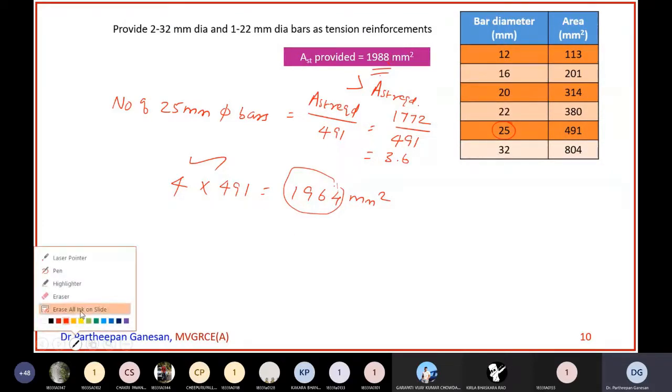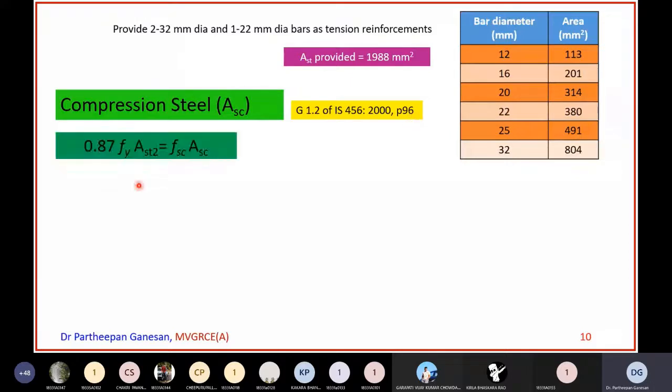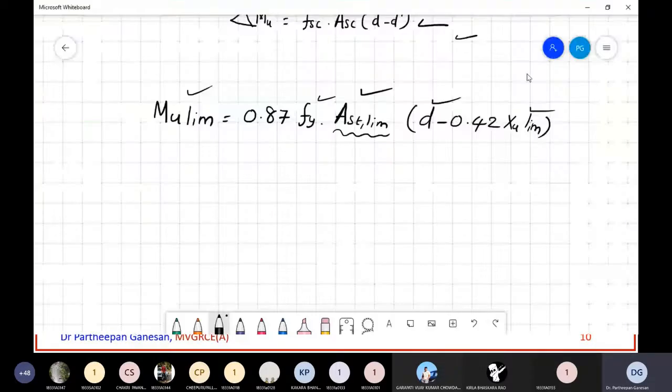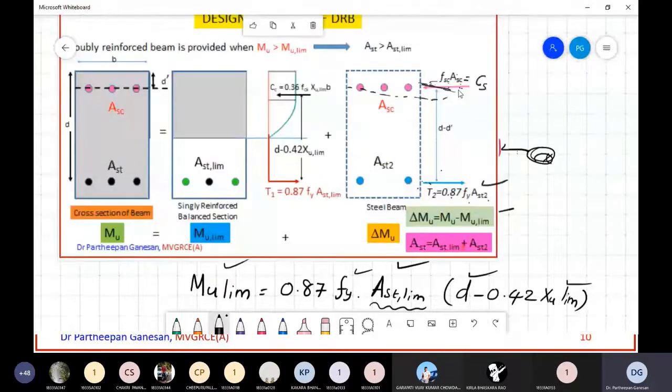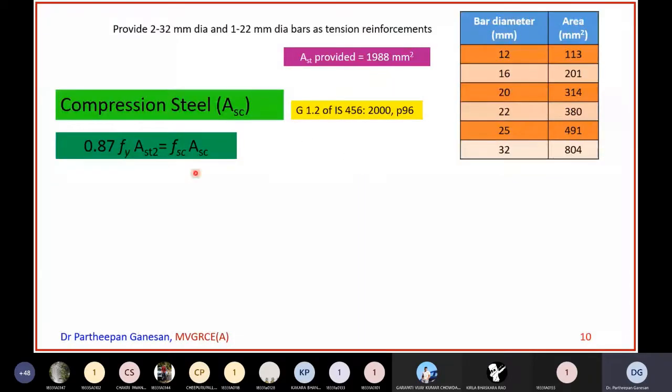Now similarly, you have compression steel ASC. Again you will use the same formula from clause G 1.2 of IS 456, page number 96. You have this formula: 0.87 Fy AST2 is equal to FSC into ASC, right? For this body to be in equilibrium, this 0.87 Fy into AST2 should be equal to FSC into ASC. Compressive force, tensile force, this should be equal. So from that only this equation has come.